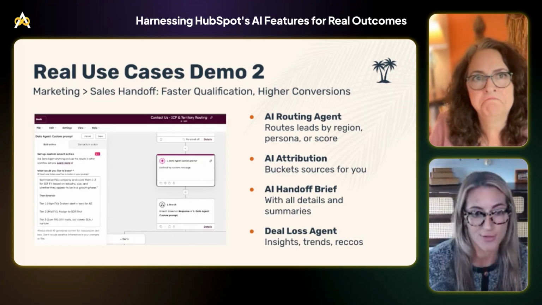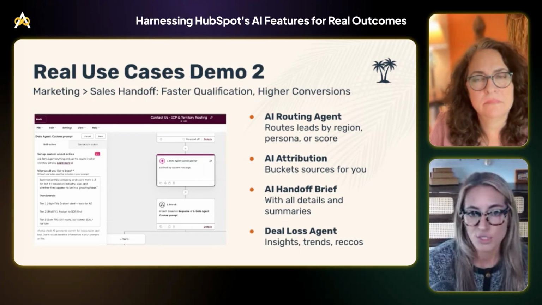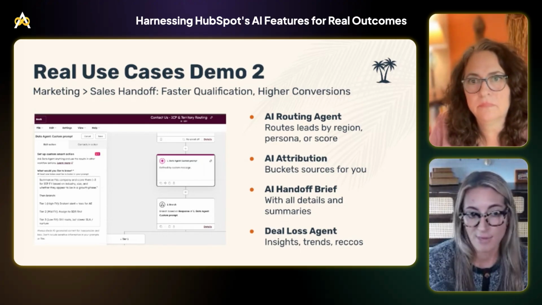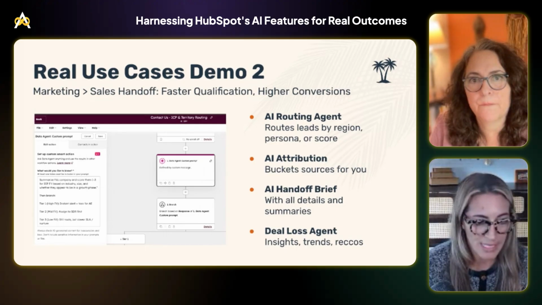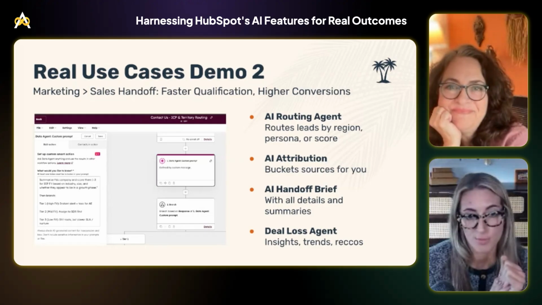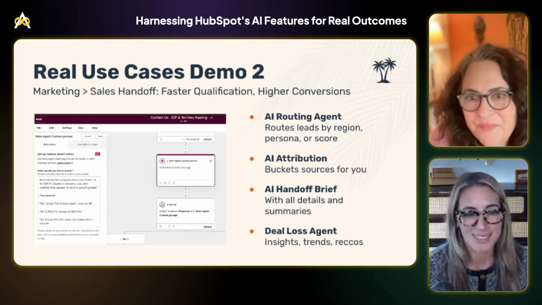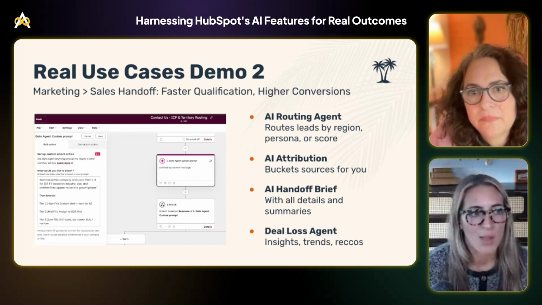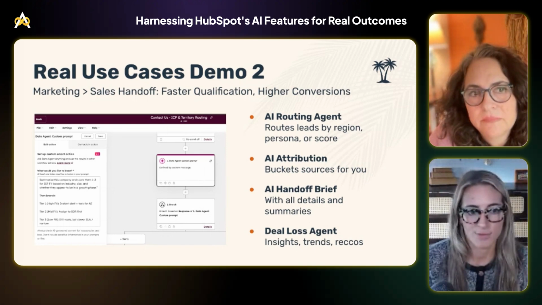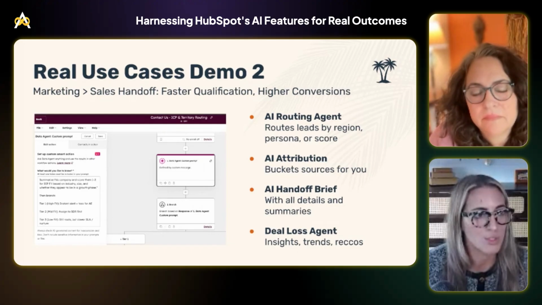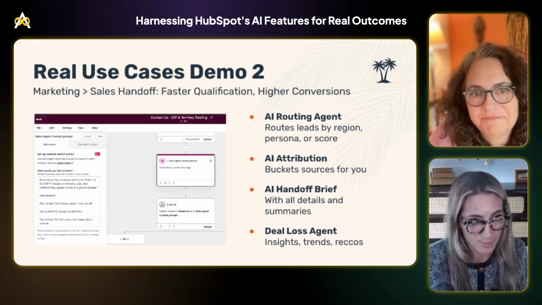So I put together an AI-driven solution for marketing to sales handoff. I'm going to cover AI routing, AI attribution, the AI handoff brief that we've built out, and then a deal loss agent as well. I will tell you, this is just scratching the surface. I have a much bigger solution, but I wanted to hit the most agentic pieces and the most common ones. So I'm going to walk you guys through all 4 of these different AI-enabled solutions, all towards the outcome of a better marketing to sales handoff.